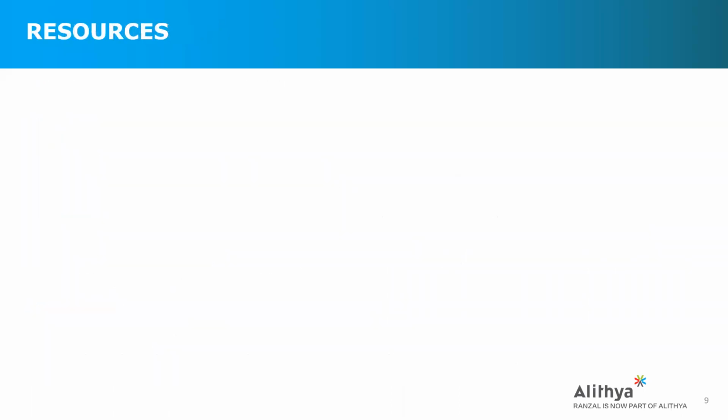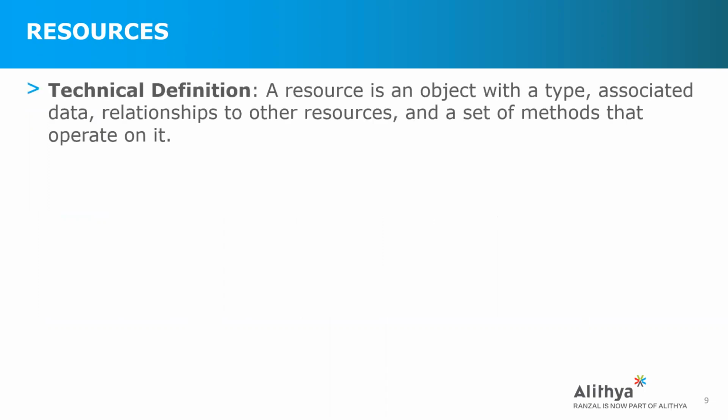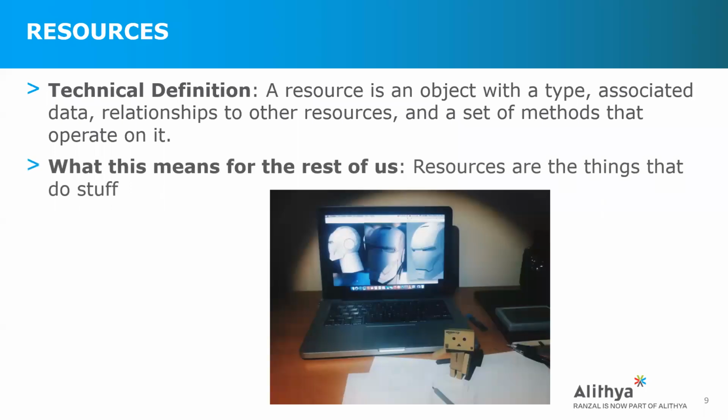All right, so let's start talking about some of the technical terms that are associated with REST. We have something called a resource. The technical definition of this is this. I like the last portion of this. It's a set of methods that operate on the REST thing. What does it really mean for the rest of us? Resources are the things that do stuff. Just making it easy for everybody to understand what a resource is. As an example, in the Oracle EPM REST APIs, something like jobs is a resource. Then we have methods.